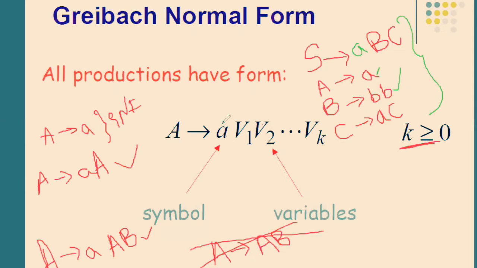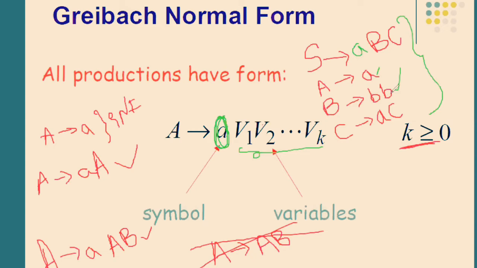See, Greibach normal form says only the leftmost symbol can be terminating. All others should be non-terminating. But look at this, both are terminating here. Small b and small b. That indicates both are terminating. So how do you eliminate this?